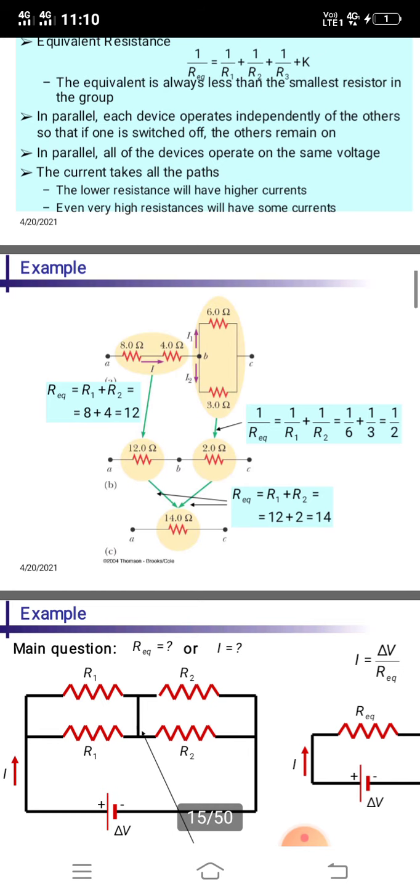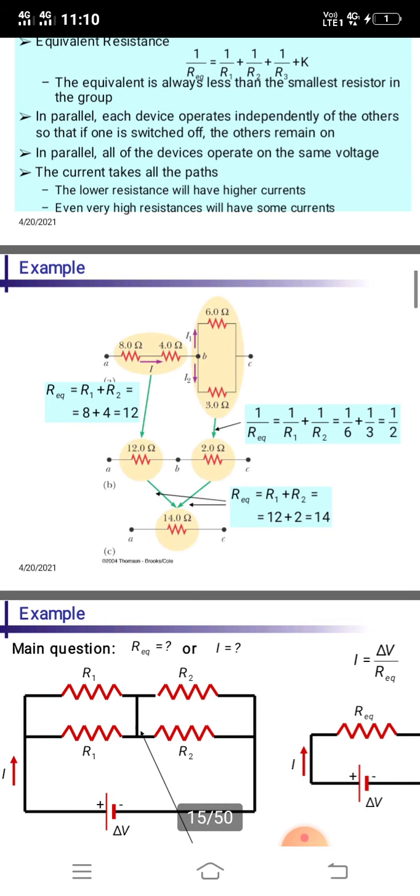At the beginning of this circuit, both resistances are in series, so we may reduce them into series: 8 plus 4, 12. We make those two resistances into one resistance by adding. 12 ohm resistance is here.